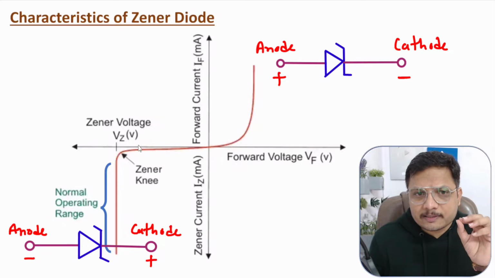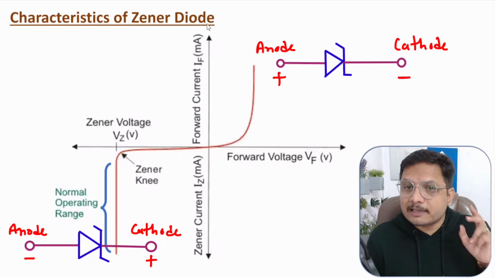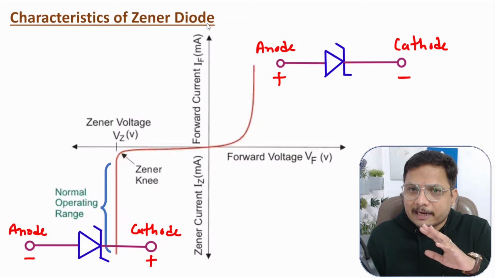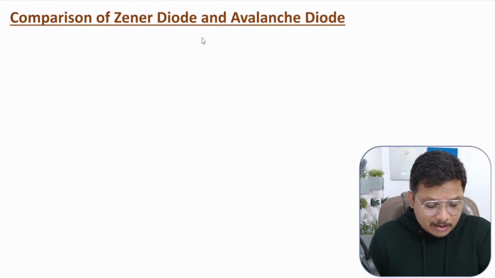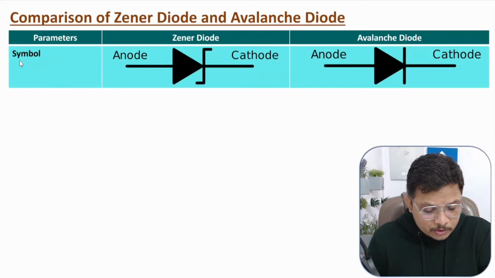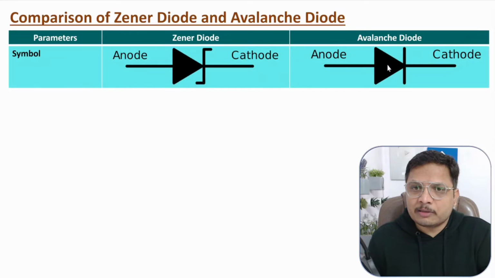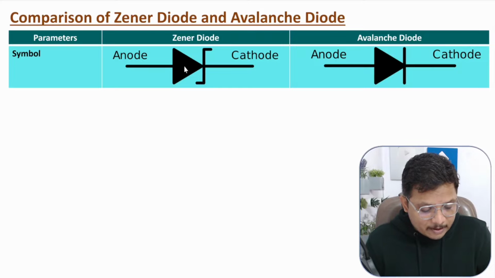These are the two differences which are happening, because of which we use Zener diode as a voltage regulator in reverse bias. In forward bias, the characteristic is similar to a normal PN junction diode, right? Now I'll compare Zener diode with avalanche PN junction diode based on different parameters. So one should know the symbol, right? Symbol of avalanche PN junction diode and symbol of Zener diode.